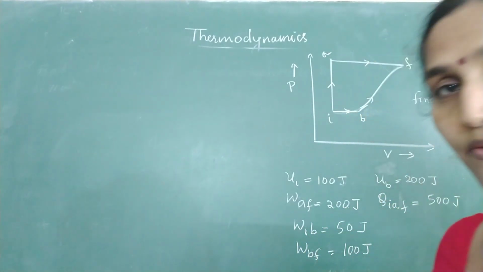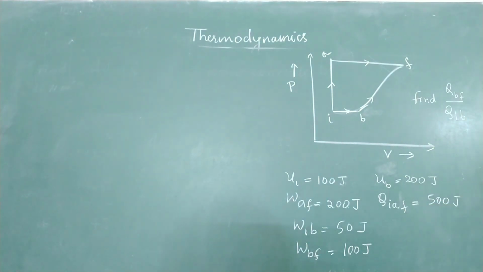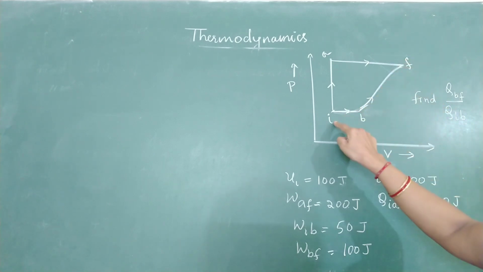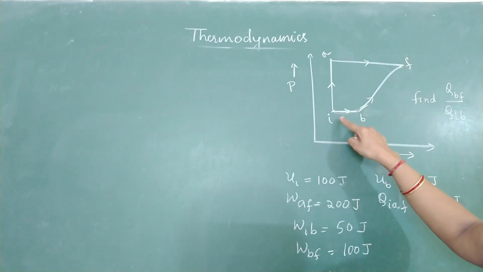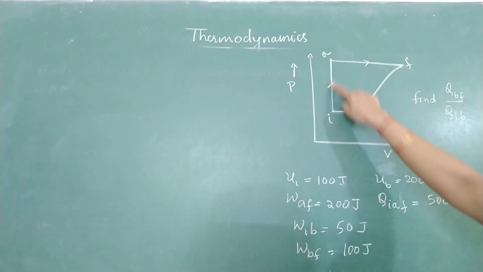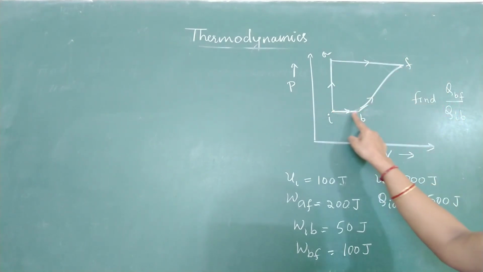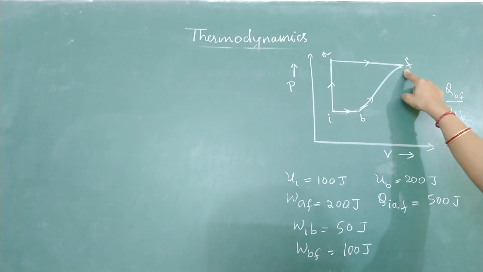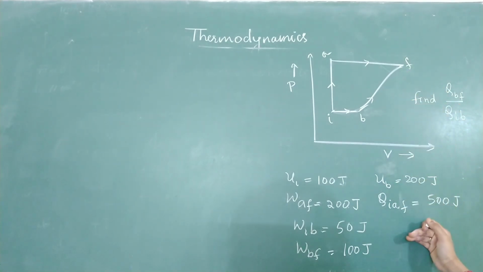Okay, look at the question. I have given the data on the board. They are saying that a thermodynamic process occurs from initial to final state in two different steps, in two different paths. One is from I A F, taking this path. Another is I to B and B to F. And this is the data given to you.